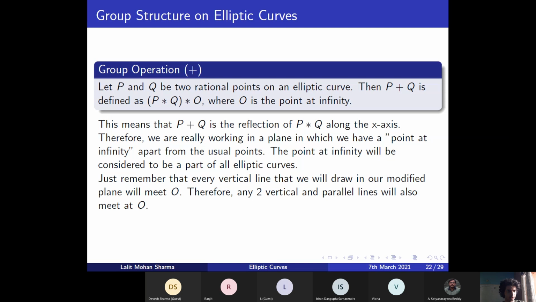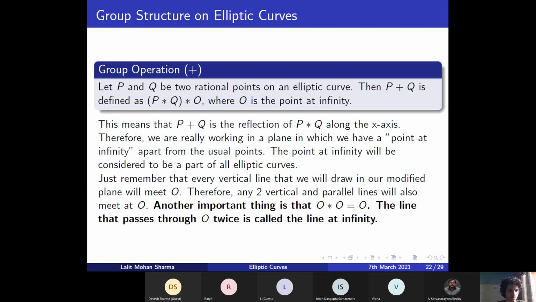Every line would meet at O, and you obviously know in projective geometry, no two lines are actually parallel. They meet at the point at infinity. So if you draw lines parallel to one another, which are in turn parallel to the y-axis, they would meet at the point at infinity. And this is important: O star O is equal to O. So if you take a line which is going through the point at infinity twice, then the third intersection point is also O. Again, this is called the line at infinity, and don't think too much about it. Just remember it for now. Okay.